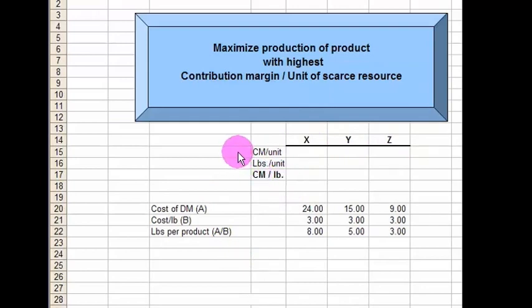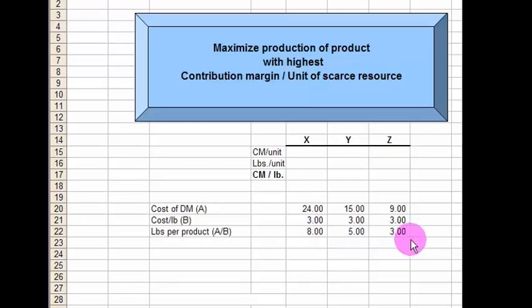The problem gives us the contribution margin per unit. We need to figure out how many pounds of raw materials it takes to build one product X or one product Y or one product Z. So down here is information that was given to you in the problem. We know that for product X, they spend $24 on direct materials. That comes from the table in the problem. And down below in the text of the problem, it tells you that the raw materials cost is $3 a pound. So if I take that $24, divide it by 3, that's how I can figure out product X requires 8 pounds of raw materials. Z only requires 3 pounds and Y requires 5 pounds.